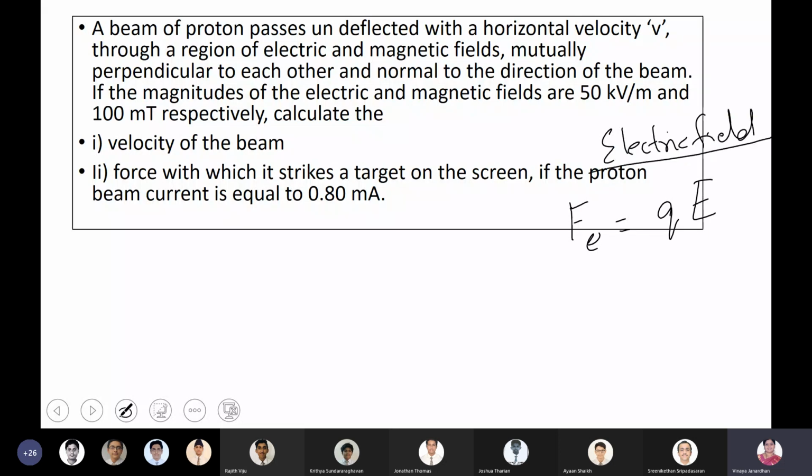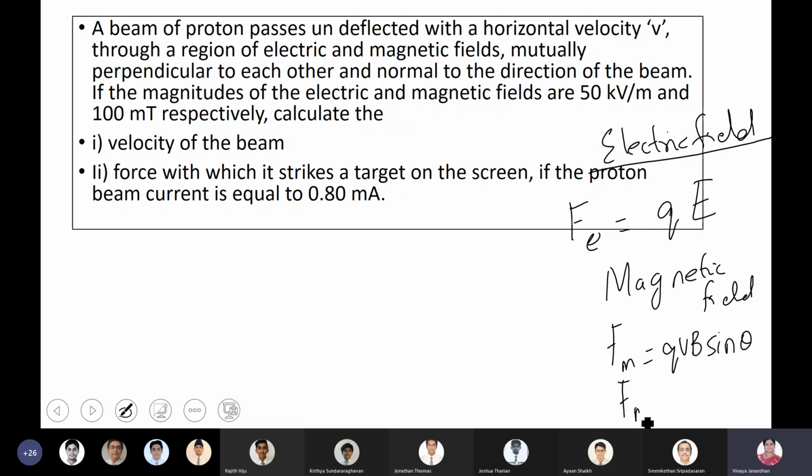And what about the force due to the magnetic field? The force due to the magnetic field is Fm, which is equal to qvB sin theta. Here they are stating that the particle enters in a direction perpendicular to both the electric and magnetic fields. Theta becomes equal to 90 degrees. So Fm is equal to qvB.